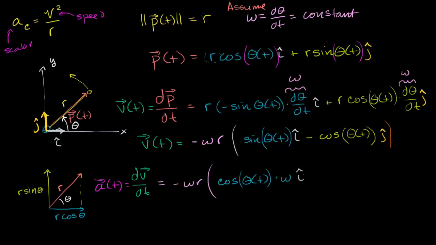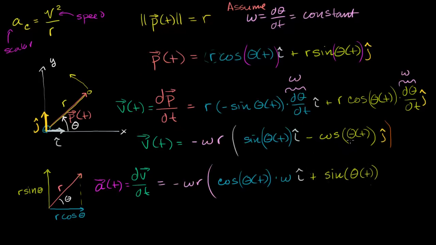And then next to that, we're going to have to take the derivative of cosine of theta of t with respect to theta. That would be negative sine of theta, but we have a negative out front, so it becomes positive sine of theta as a function of t.